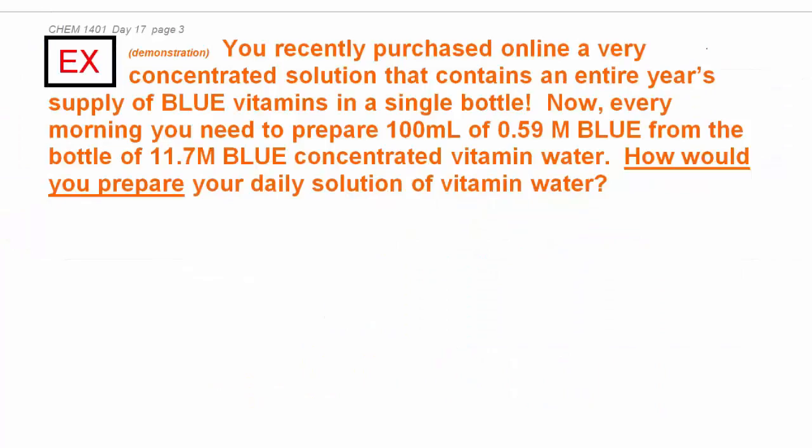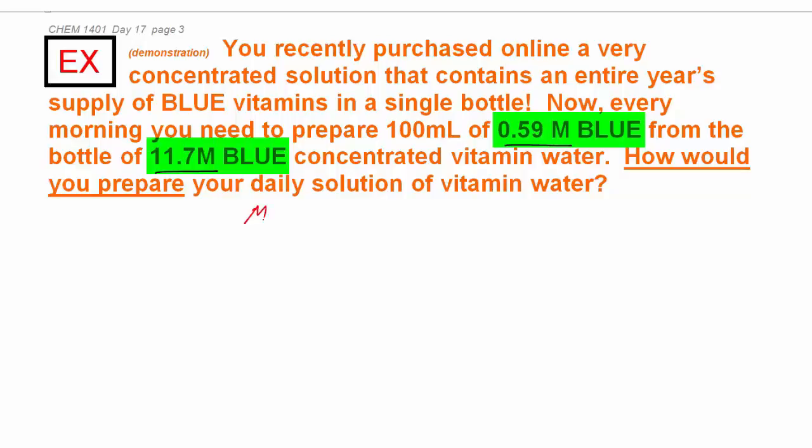Let's see what a dilution problem looks like. You recently purchased online a very concentrated solution that contains an entire year's supply of blue vitamins in a single bottle. Now, every morning, you need to prepare 100 mL of 0.59 molar blue from the bottle of 11.7 molar blue concentrated vitamin water. How would you prepare your daily solution of vitamin water? First, this is a dilution problem. Look at this. They have two concentrations. Whenever you see a problem with two concentrations, this is going to be a dilution problem.